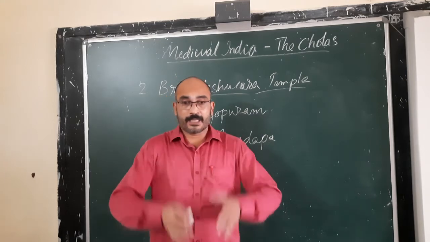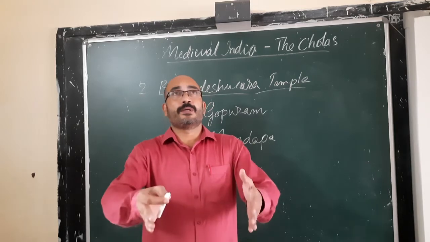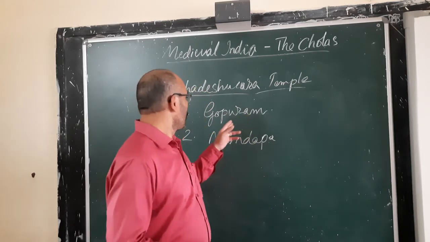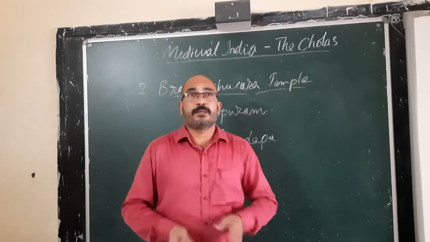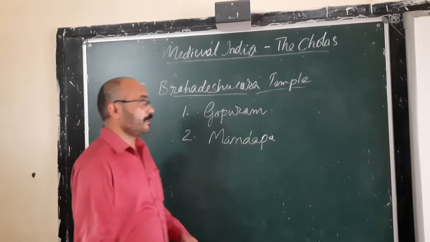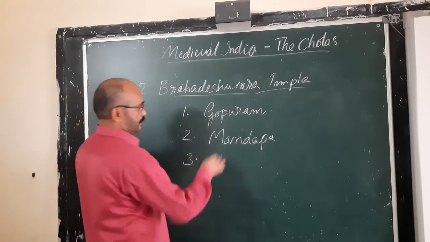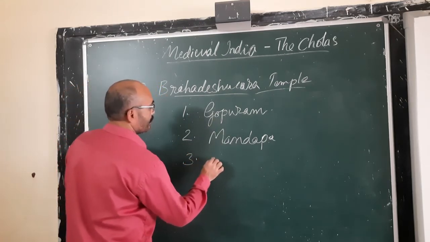And after coming to the temple through the gopuram, one enters the mandapa, and from the mandapa, one moves directly towards the garbhagriha, the third feature of the Dravidian style of architecture, that is the garbhagriha.